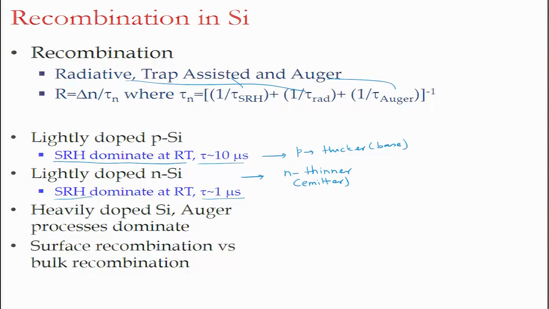However, if you heavily dope silicon, there is a tendency for Auger processes to dominate, and one also needs to optimize the surface recombination in comparison to the bulk recombination in silicon. So, recombination needs to be understood well to make a device with better performance.